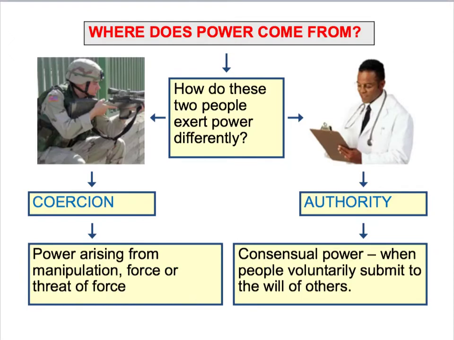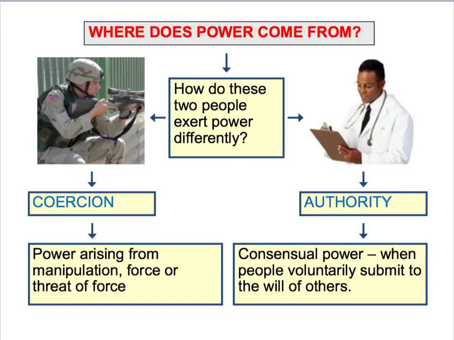And Weber identified two main sources of power within society. Firstly, you've got what he calls coercion. Okay, this is illegitimate power that arises through the use of manipulation or force. So this is power that we would associate primarily with violence or the threat of violence.